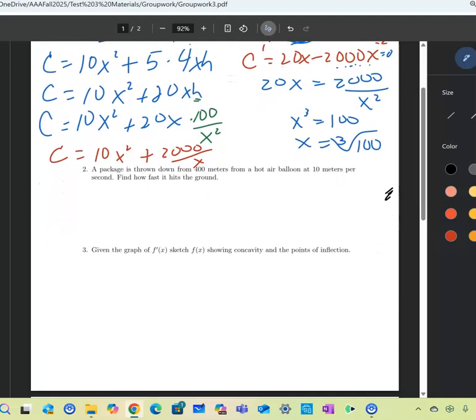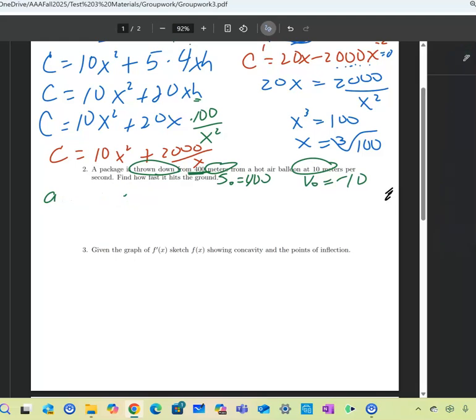All right, so let's look at this one. Thrown down at 10 meters per second. So that means your initial velocity is negative 10. From 400 feet, that means your initial position is 400. Then I want to find out how fast it hits the ground. Since it's in meters, I know I'm using negative 9.8 for the acceleration of gravity. Sorry, let me make that a little neater. So acceleration of gravity is negative 9.8.